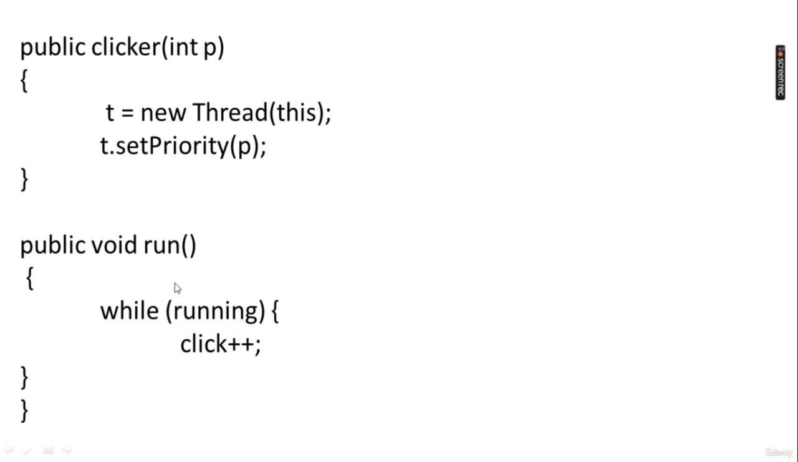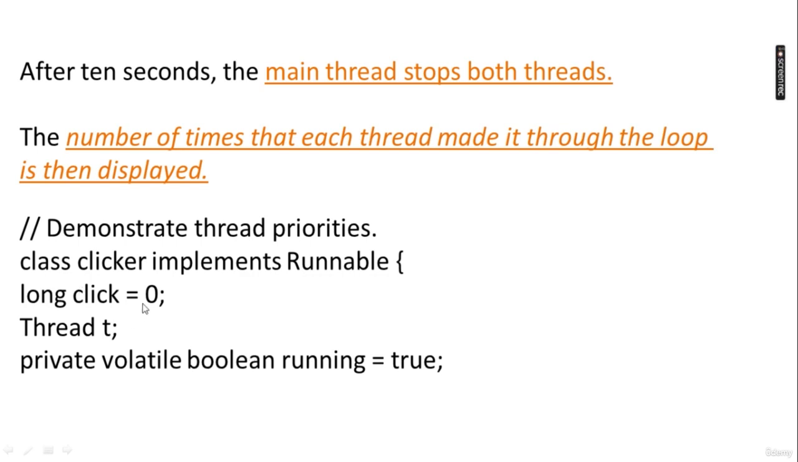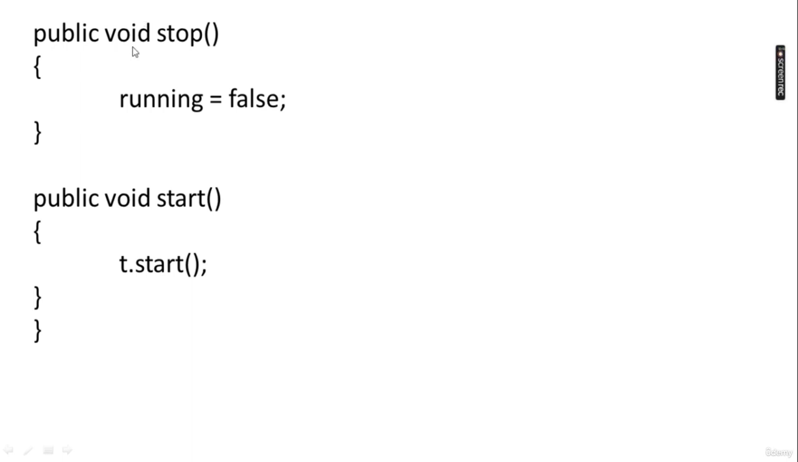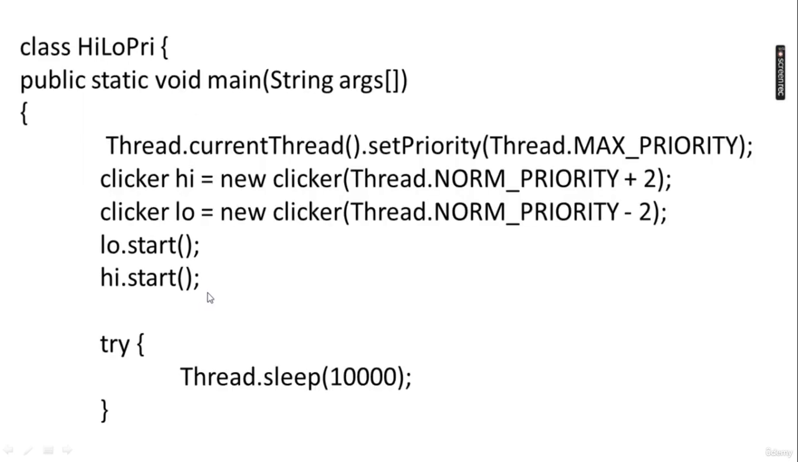While running, this is the run implementation: while running, click is incremented by 1. Click's initial value is 0, and it is a long value. In the stop method, running is set to false, and the start method starts the thread. Now the high and low priority threads. Thread.currentThread returns the main thread, and its priority is set to Thread.MAX_PRIORITY. Clicker high is new Clicker(Thread.NORM_PRIORITY + 2) and low is 2 below it.